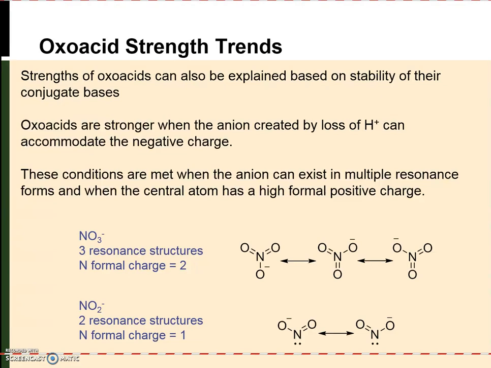And so in all cases, the conjugate base that forms has to be quite stable in order for it to be favorable for that to form. And so the more stable the conjugate base, the stronger the related acid.